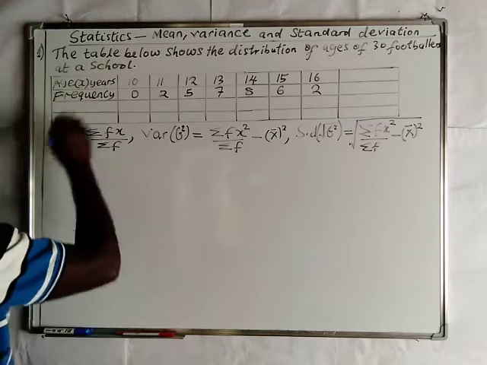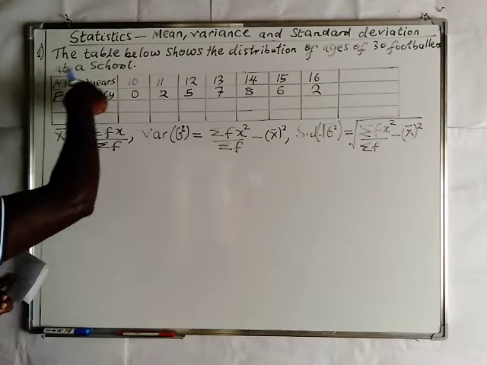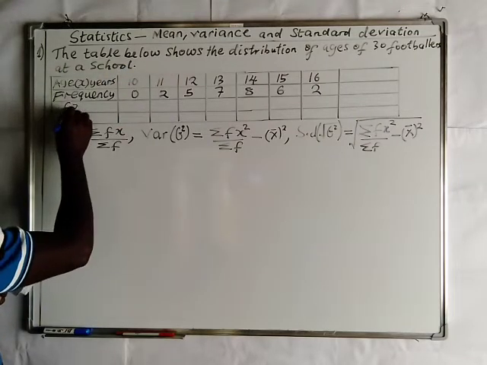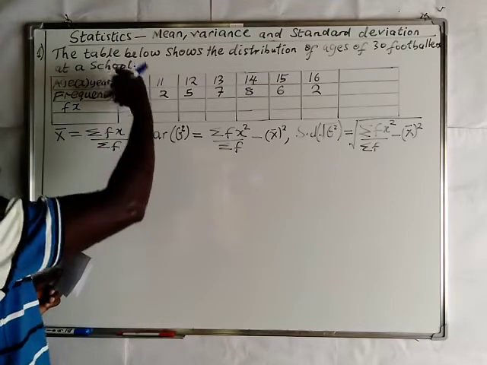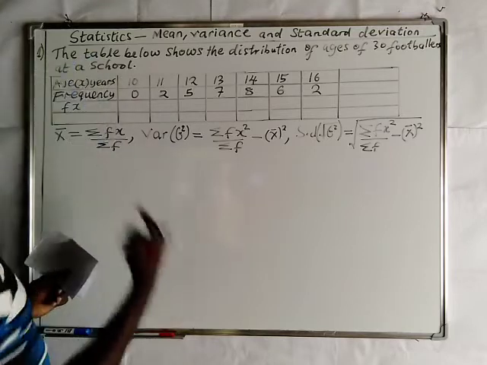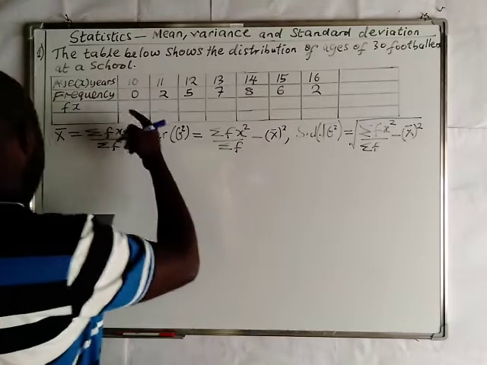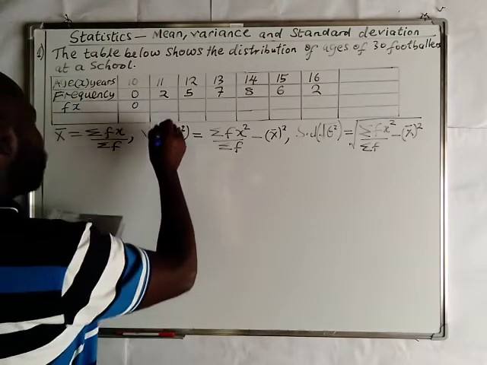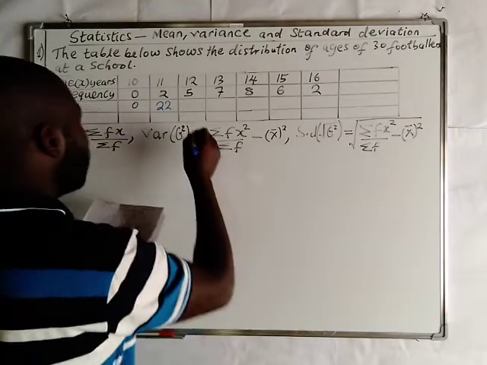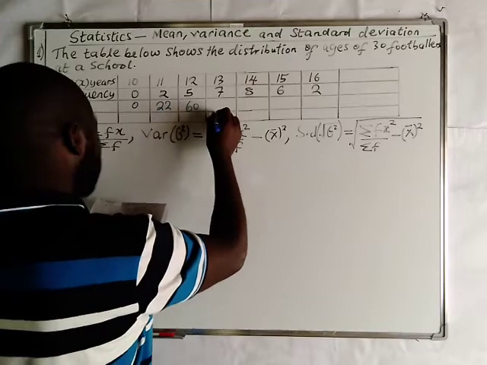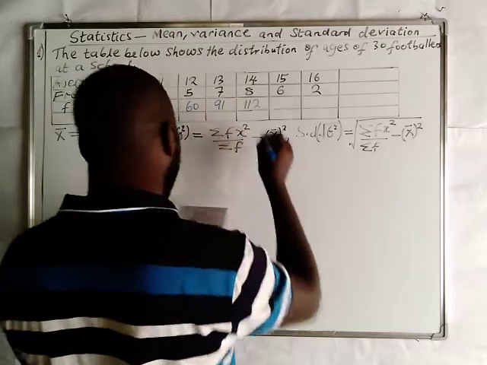So this is our frequency, F, and this is our X. Now let's get Fx, meaning that we multiply the frequency by the midpoint. This one will give us 0. This one will give us 11 times 2, which is 22. This one will give us 60. This one will give us 91. This one will give us 112.